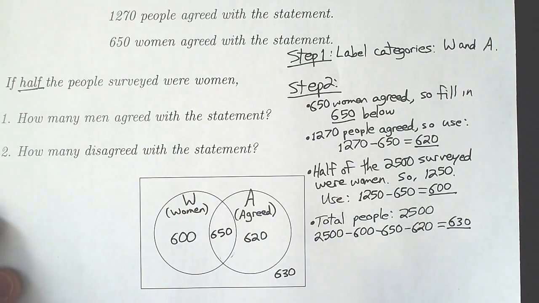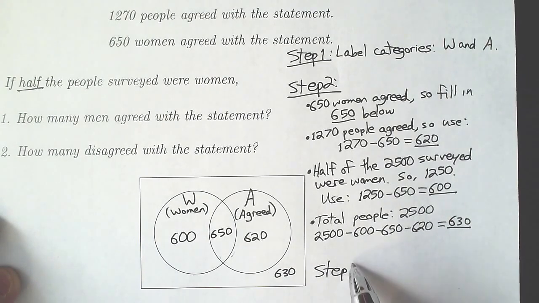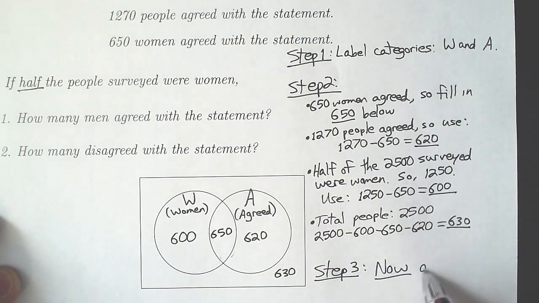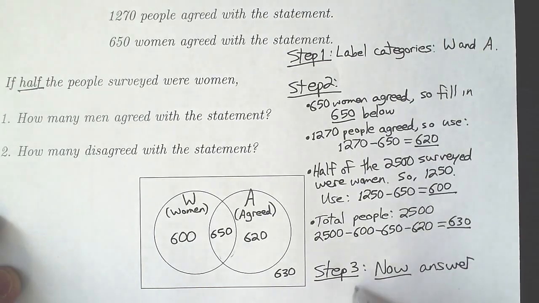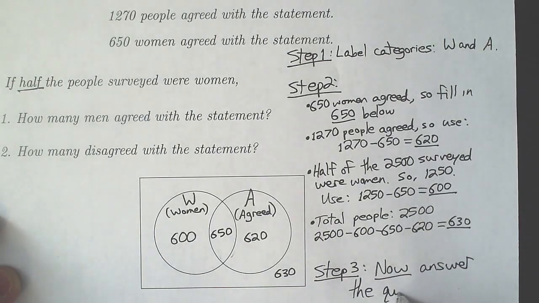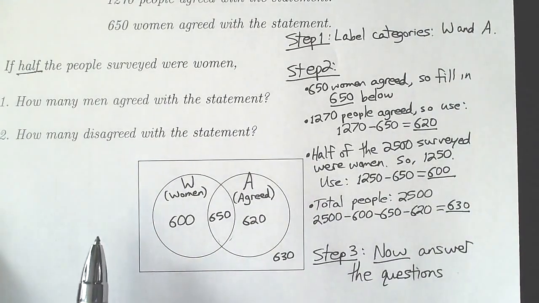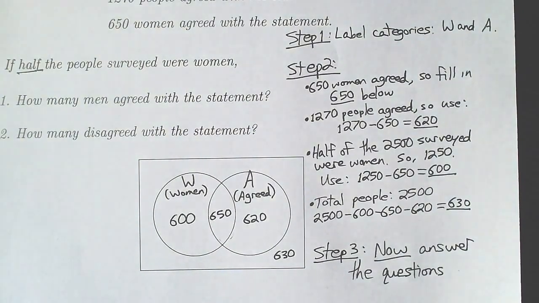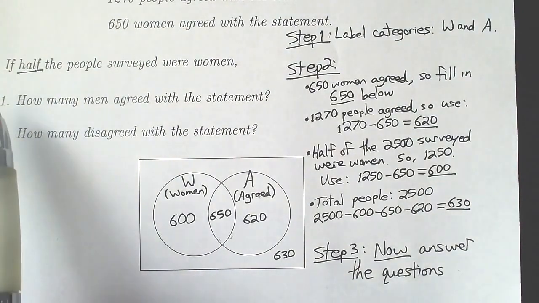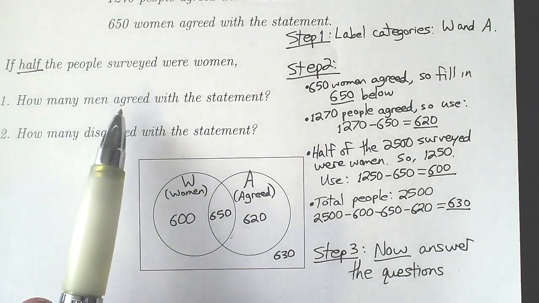Okay, so that was a big step 2, and now step 3, up at the top of the page, is now answer the questions, finally. And answering the questions is actually the fast part. Setting up this diagram carefully was the part that takes the most time. So, question 1, how many men agreed with the statement?